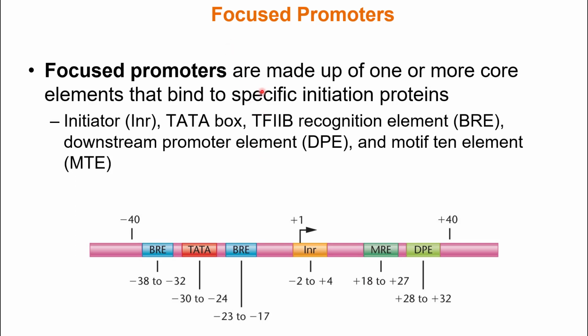Focused promoters are made up of one or more core elements. Our core element, for instance, could be the initiator. This is where RNA polymerase actually starts putting on our rNTPs. The TATA box. We have the TFIIB recognition site. We could have BRE. These are downstream. We can have DPE, which is upstream promoters. These are all examples.